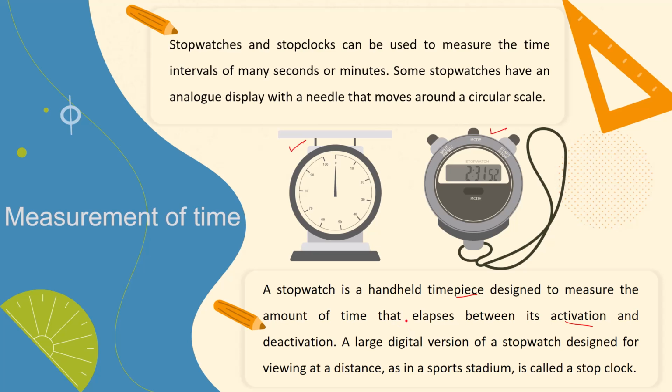There is also a large digital version of the stopwatch designed for viewing at a distance, such as you can see in a sports stadium. It is called a stop clock. So I can simply say that when you are going to measure time, you can use two devices, stopwatch and stop clock. A stopwatch has digital as well as analog display. Both of these are used for the measurement of time.